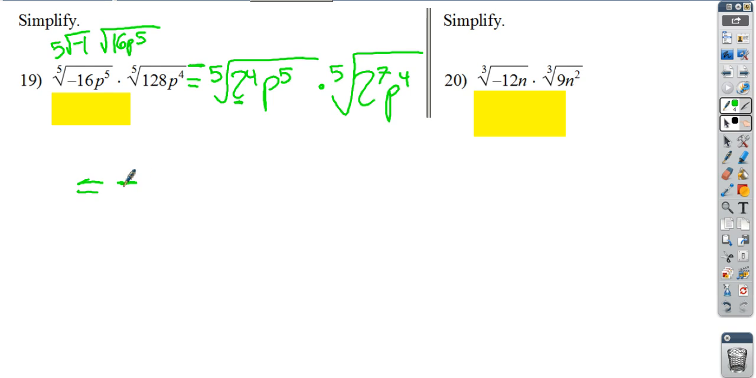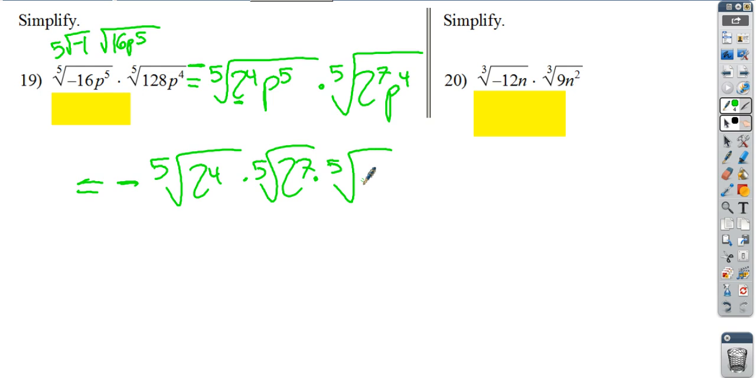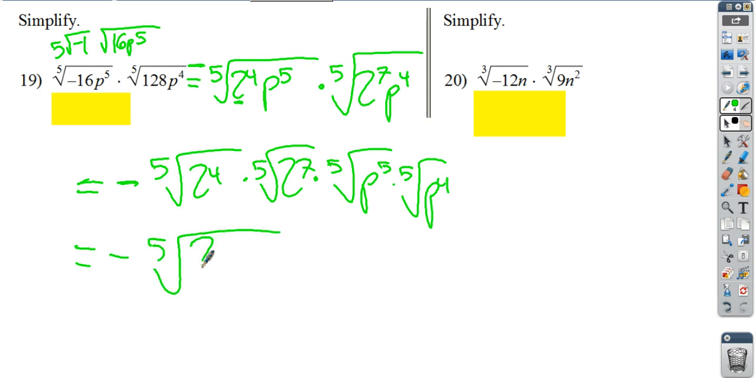So let's simplify this. We have negative, and let's combine the 2's. The fifth root of 2 to the fourth times the fifth root of 2 to the 7th, and we'll combine the variables together. The fifth root of p to the fifth times the fifth root of p to the fourth. Still have that negative in front. This is going to be the fifth root of 2 to the 4 plus 7 is 11. And now that's the fifth root of 5 plus 4 for the exponents, and p would be p to the 9th.